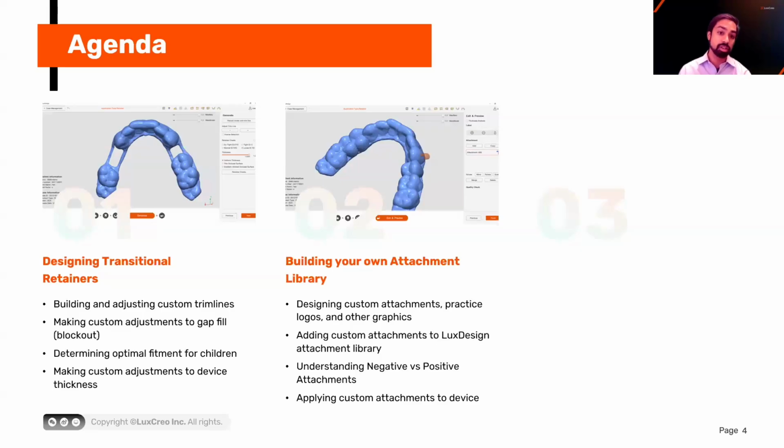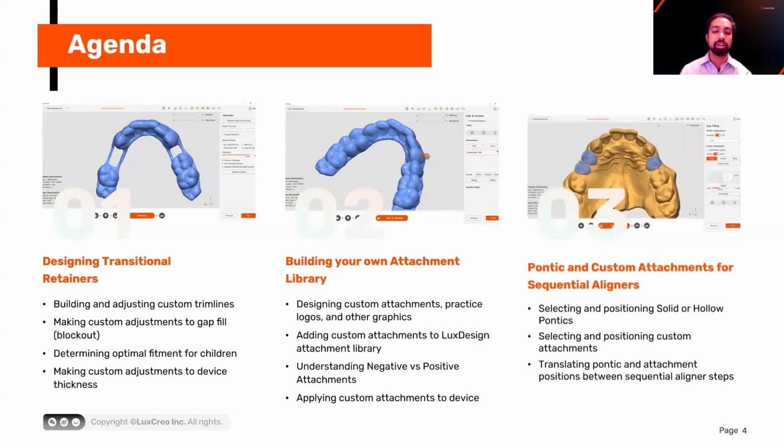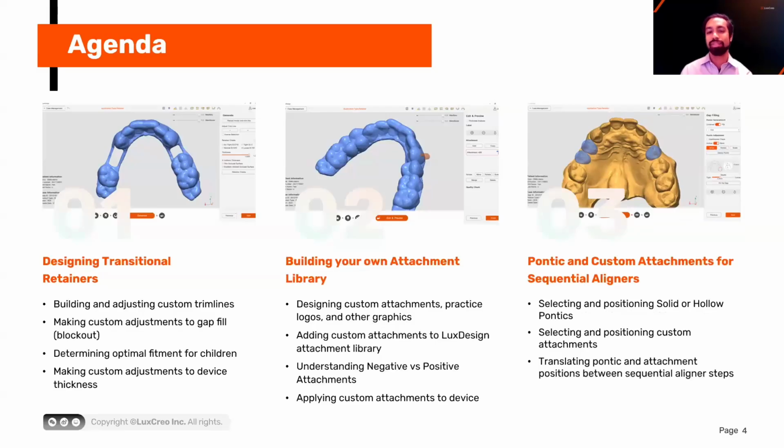We have a couple of basic attachments available in the library, but you could design your own attachments very, very easily using a completely free online software that you could stick right into LuxDesign. And then, how to position these negative versus positive attachments and how to do really fun, really cool stuff like create your own graphics and logos that can go on your appliances to represent your brand or to give your patients a little bit more personality, a little bit more joy and excitement in the devices they're going to wear that's going to transform their lives.